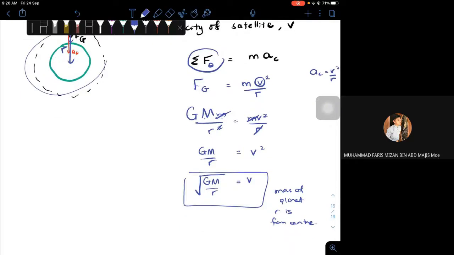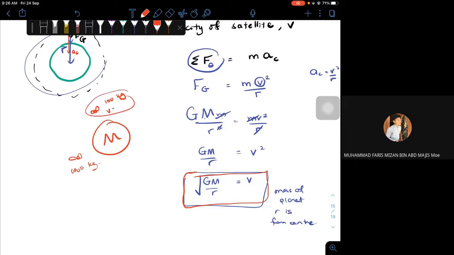Generally, you letaklah apa-apa objek pun. Nanti ada soalan konsep tau. Dia boleh tanya, macam mana kalau saya letak objek yang berat 100 kg dengan objek yang berat 1000 kg dekat planet Earth. Okay, adakah dia punya velocity of satellite sama ataupun tidak? Siapa boleh jawab? Sama ke tak? Velocity yang ni dengan velocity untuk objek 1000 ni sama ke lain?